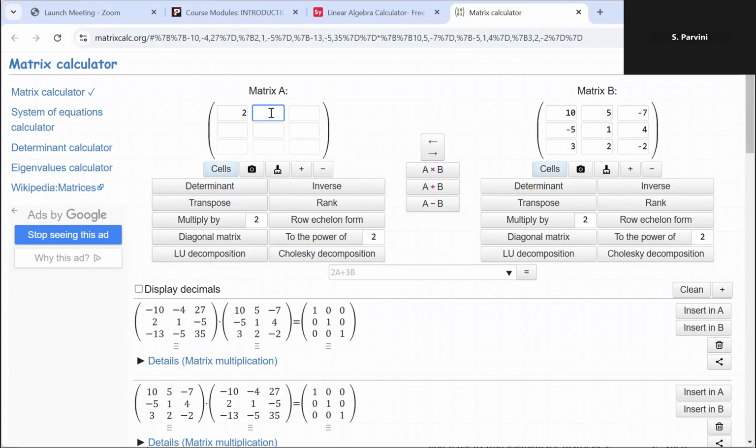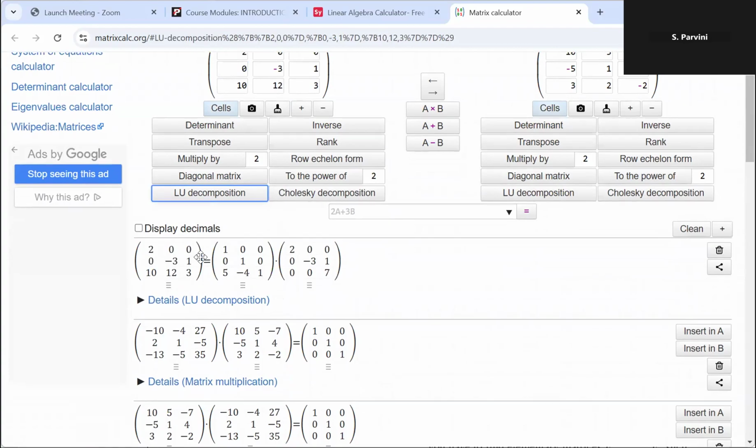Here's 2, 0, 0. 0, negative 3, 1, 10, 12, 3. We're good. Now, hopefully everyone's with me. And then here's LU decomposition. I'm just going to click on LU decomposition.